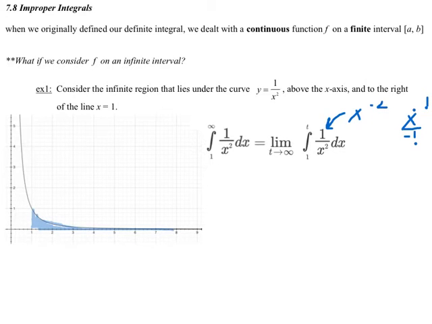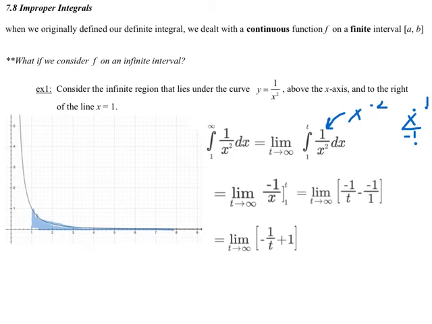So when I evaluate that, it should look like this. I have the limit as t approaches infinity of negative 1 over x from 1 to t, and I'm going to do upper bound minus lower bound, pause, and come back. Okay, you kept the limit, and so you have the limit as t approaches infinity of upper minus lower. I get negative 1 over t minus negative 1 over 1, or the limit as t approaches infinity of negative 1 over t plus 1.